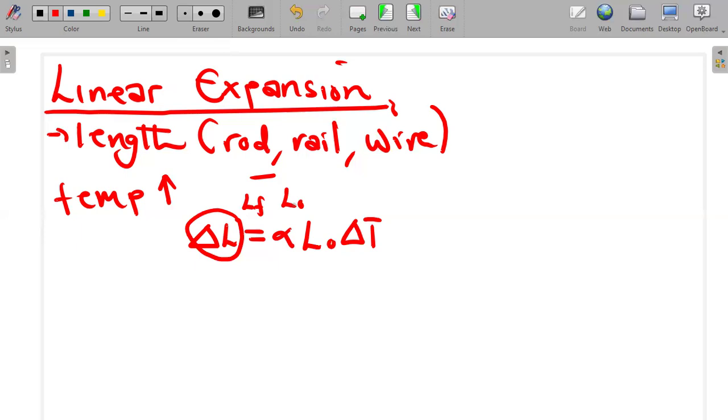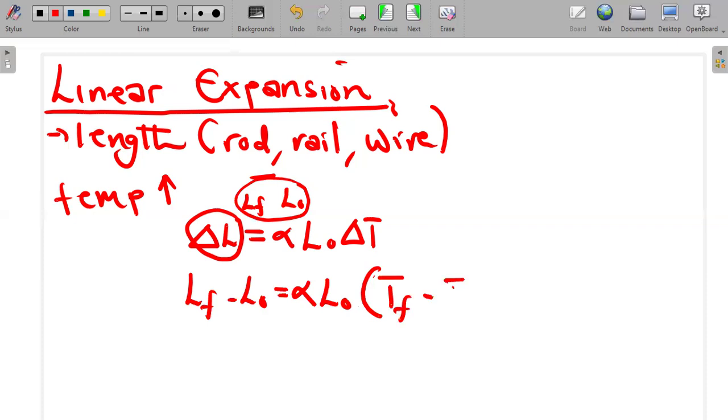So in other words, we can express this formula also as final length minus initial length being equal to alpha multiplied by initial length multiplied by the change in temperature, of which the change in temperature will also just be final temperature minus initial temperature. That is the equation that we can use to find how much length a particular substance is going to gain after being subjected to a change in temperature, which we've indicated here as T final minus T initial. So what is this alpha that we have here?